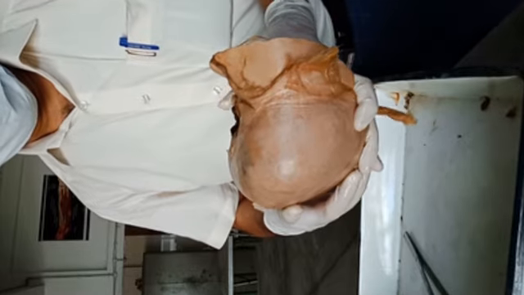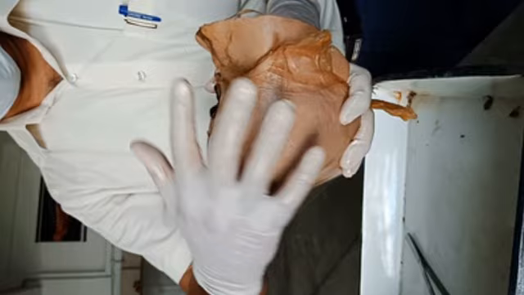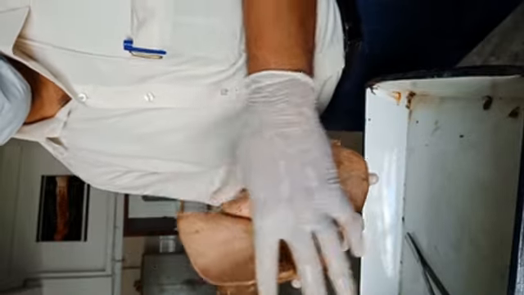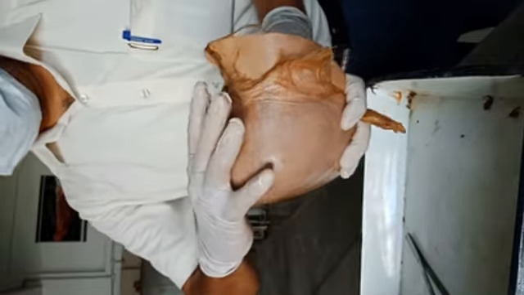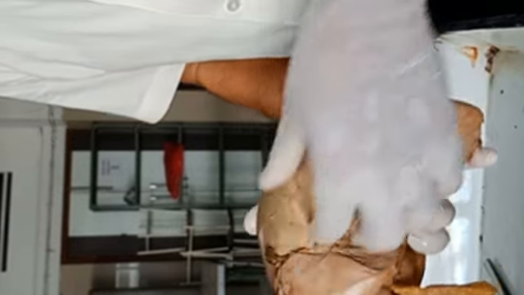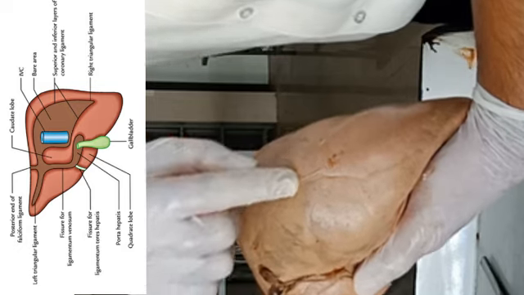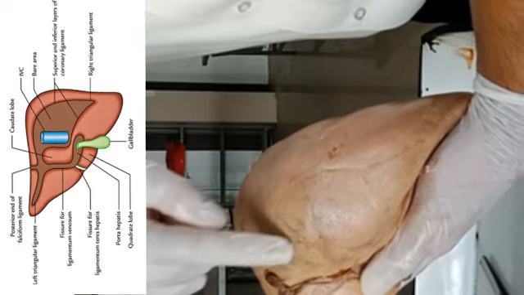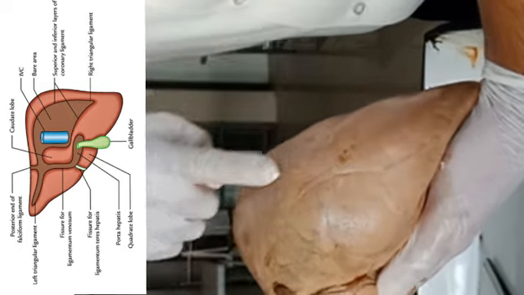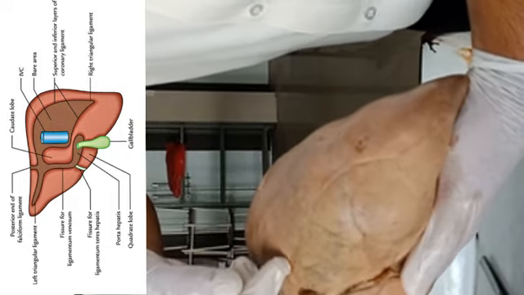Now we are going to talk about the external features, where we will discuss the huge diaphragmatic surface and the visceral surface. The diaphragmatic surface can be divided into the superior surface, anterior surface, right side, and the bare area of the liver. You can see the bare area very carefully. You can see a line of demarcation. This is the rough area, this is smooth and peritoneum covered. But here there is no peritoneum; this is the marking.